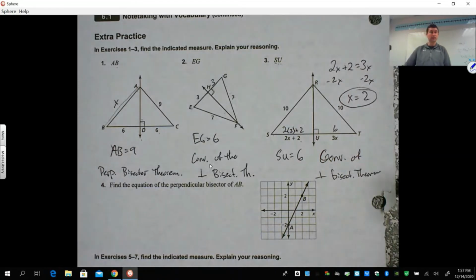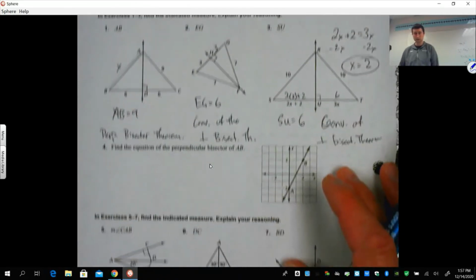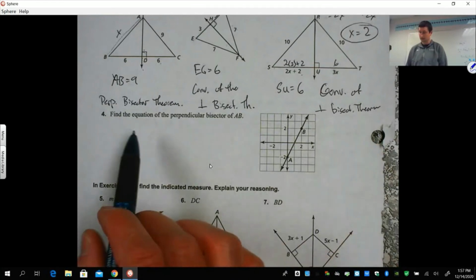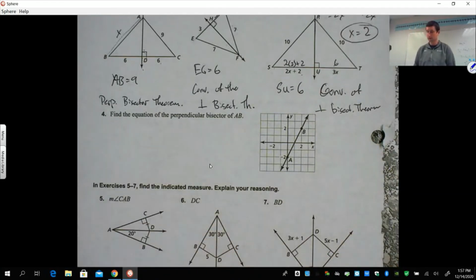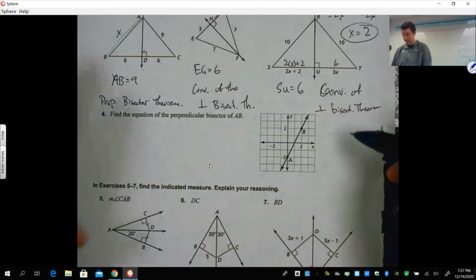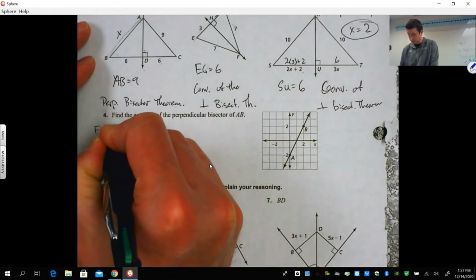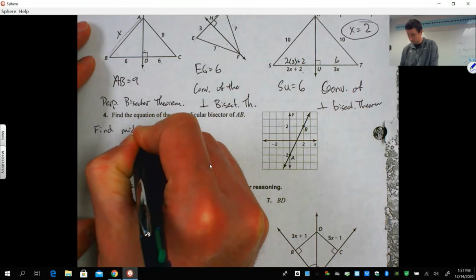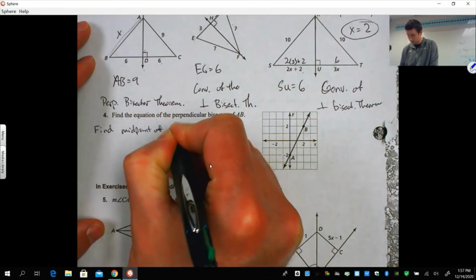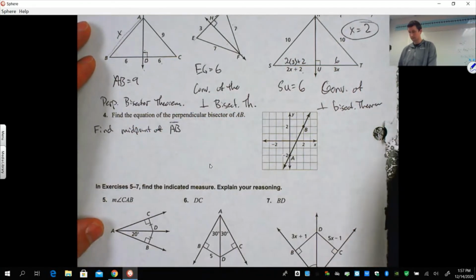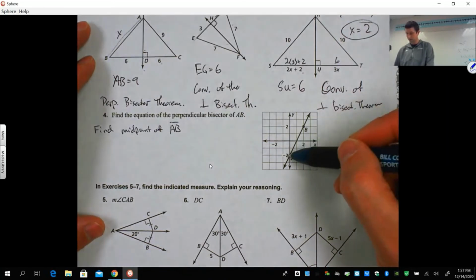Okay, so we have one example here. So pay attention to this. This is kind of a little algebra review. It says find the equation of the perpendicular bisector of AB. Okay? So the first thing you need to do is find the midpoint of segment AB.